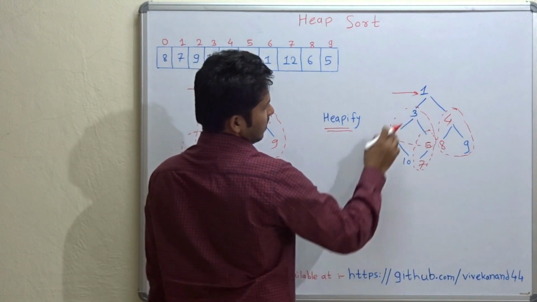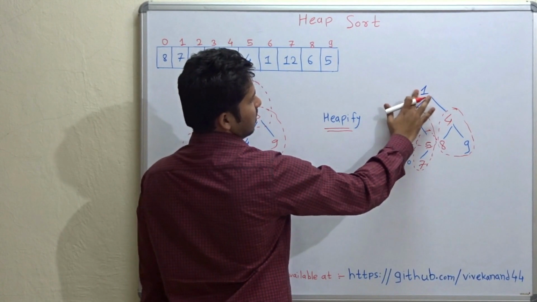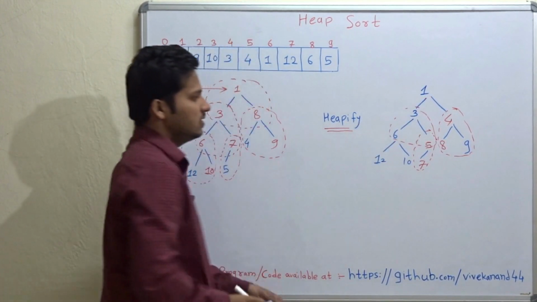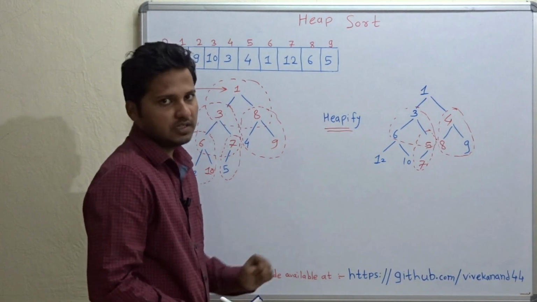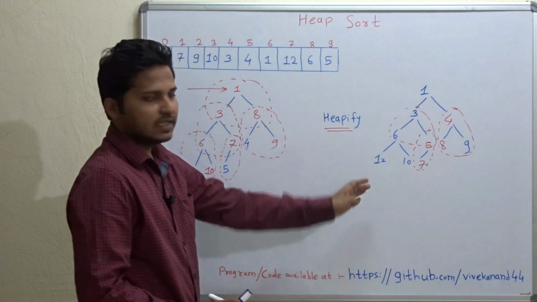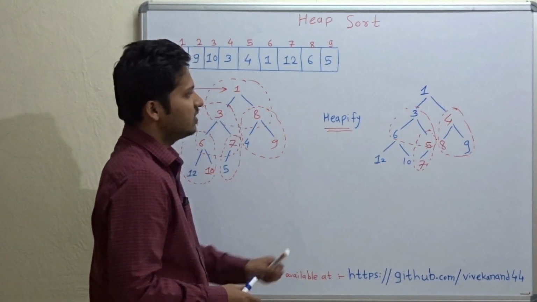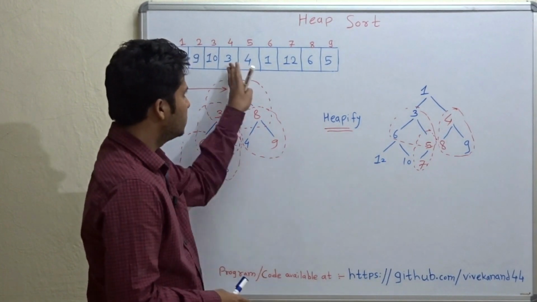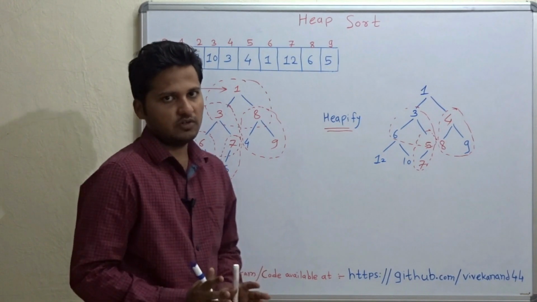1. 1 is less than 3 and 4. Yes, so this is okay. Now check here, each node satisfies the heap condition, that is min heap condition. That is, each node value is less than its children. So we have created the heap out of this array. This is the first step towards heap sort.